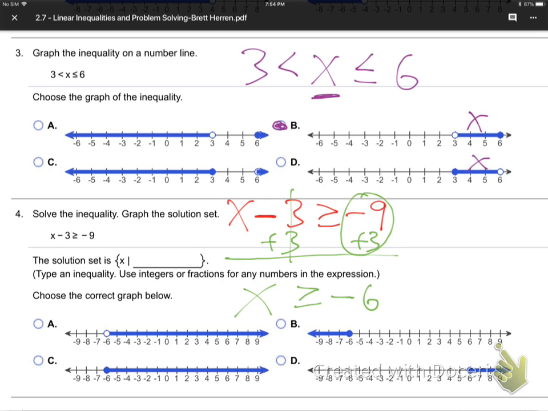So it's C. So everybody see that? The x, the shading is to the right of the -6. You can see that tiny print down there. It's to the right.